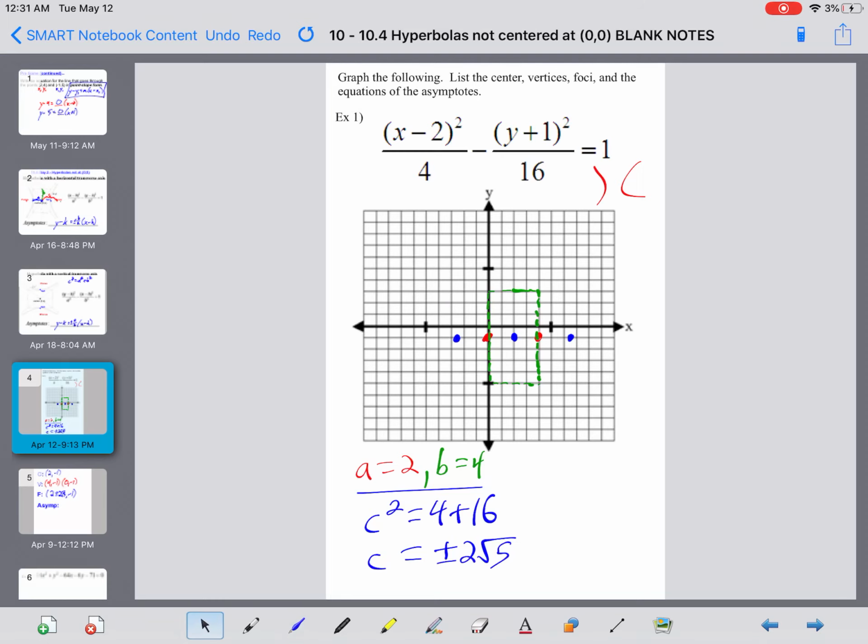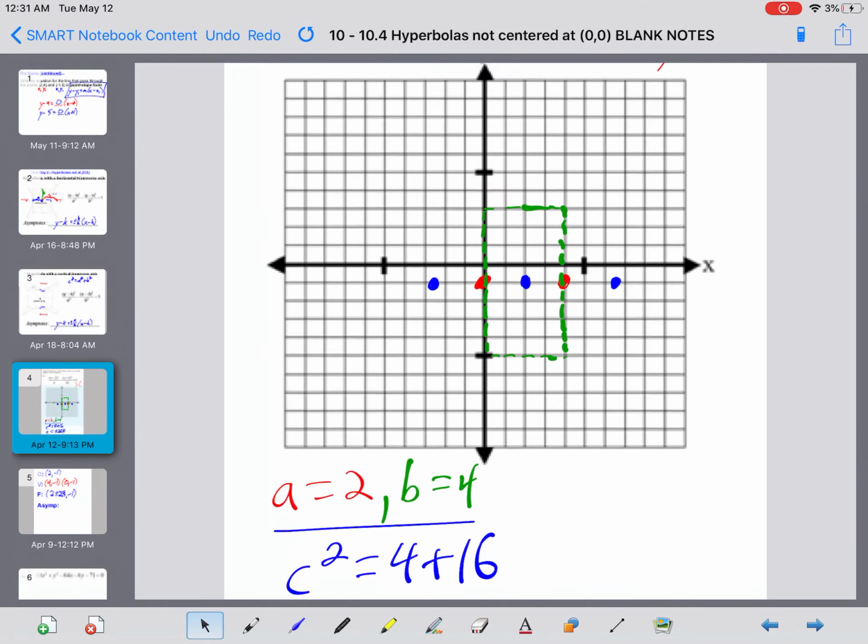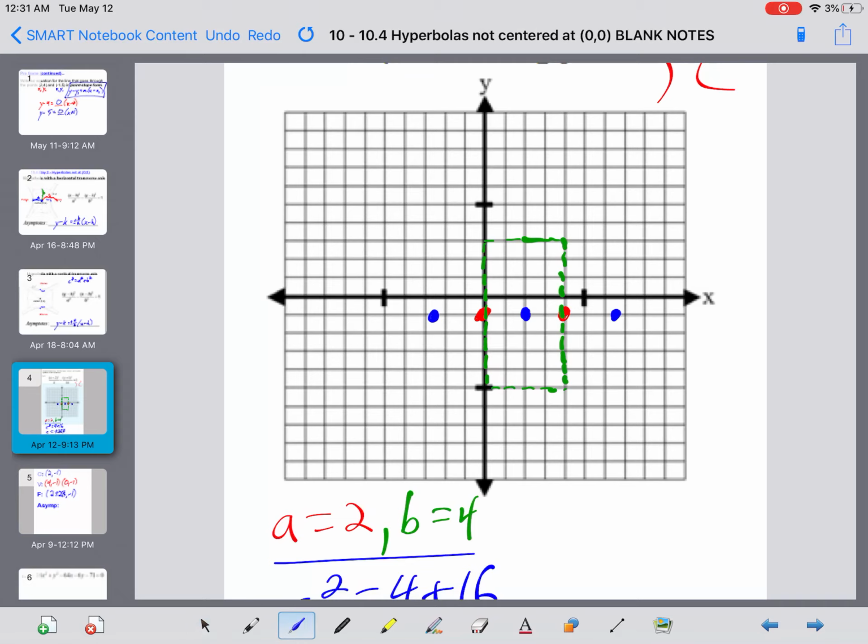Okay, so that's pretty much everything I need in order to sketch a graph. So let's go ahead now, sketch in my asymptotes the best you can. So one asymptote is going to go like this, through the corner of the rectangle, through the center, and then keep going up. The other one's going to go with a negative slope. That's not very good. Let's try that again. All right. So then my hyperbola is going to look something like this. I'm going to have one branch over here to the right, and then another branch over here to the left.